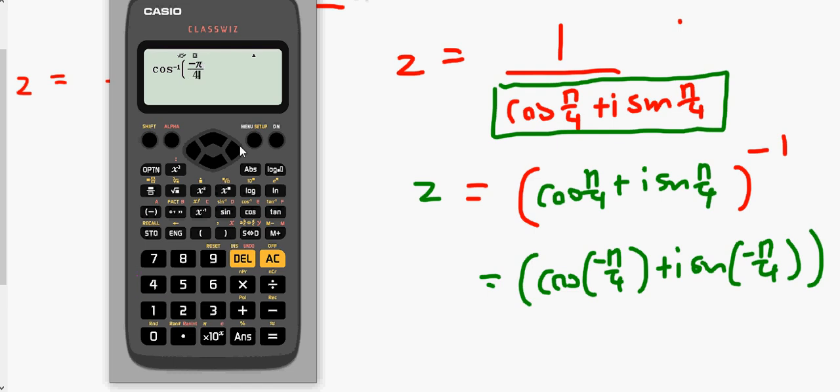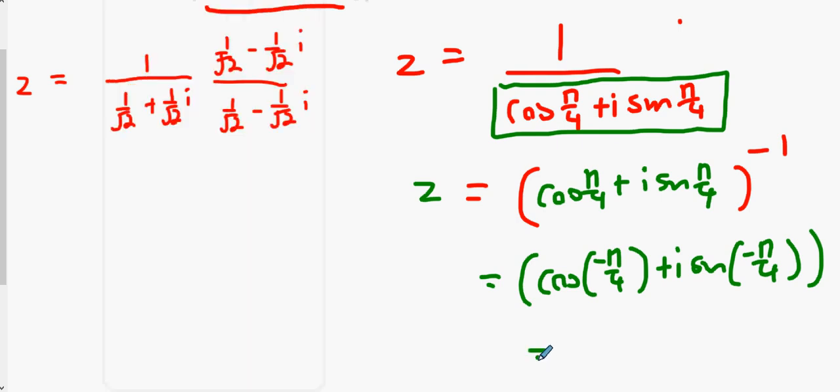Alright guys, so negative angle. That's minus root 2 over 2, or 1 over root 2, depending on which way you're looking at it. I like this one. Don't ask me why. And then the other one.